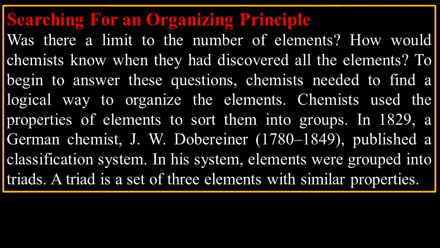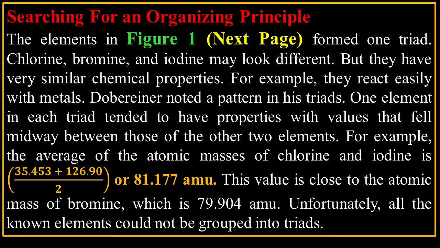In 1829, a German chemist, J. W. Dobereiner, published a classification system. In his system, elements were grouped into triads. A triad is a set of 3 elements with similar properties. So this begins the search for the periodic table.